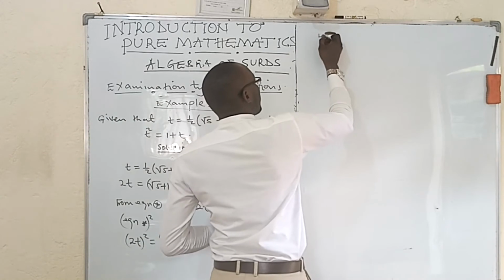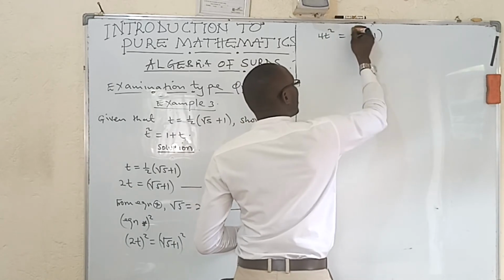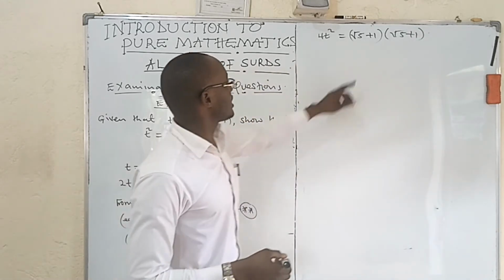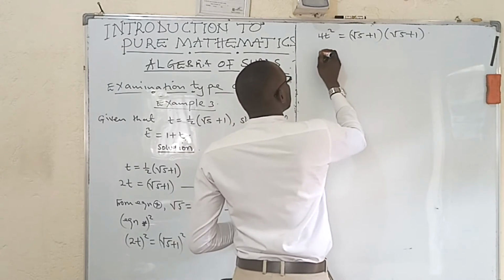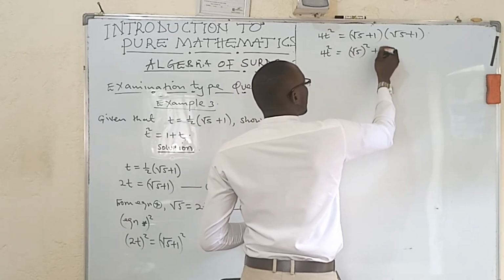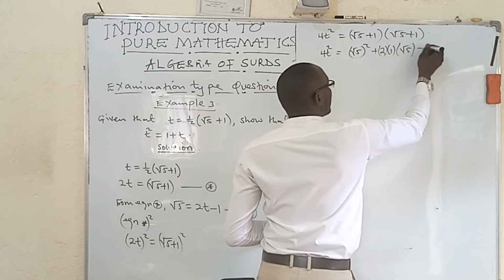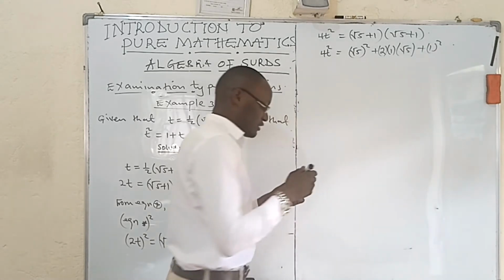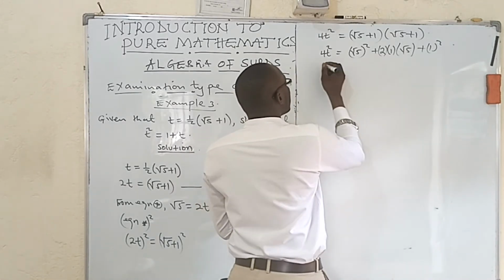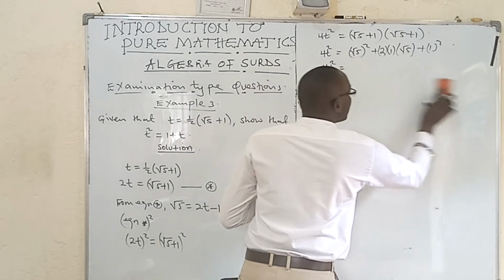So it is giving us 4t squared, which is equivalent to root of 5 plus 1, okay, into root of 5 plus 1. Very good. Expanding such an algebraic expression is going to give you root of 5 bracket squared plus 2 into 1 into root of 5, then plus 1 squared. I've used algebraic expansion. Let us proceed slowly by slowly. This will now give us 4t squared, which is equivalent to 5 plus 1, which gives you a 6.